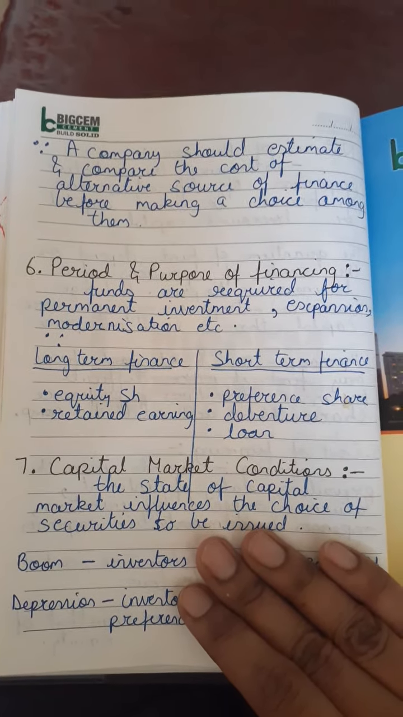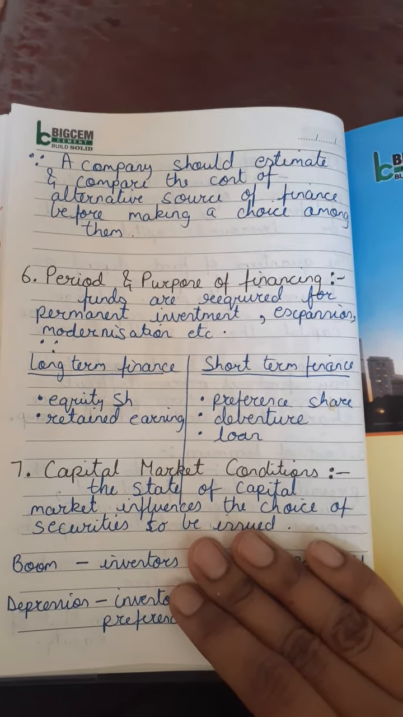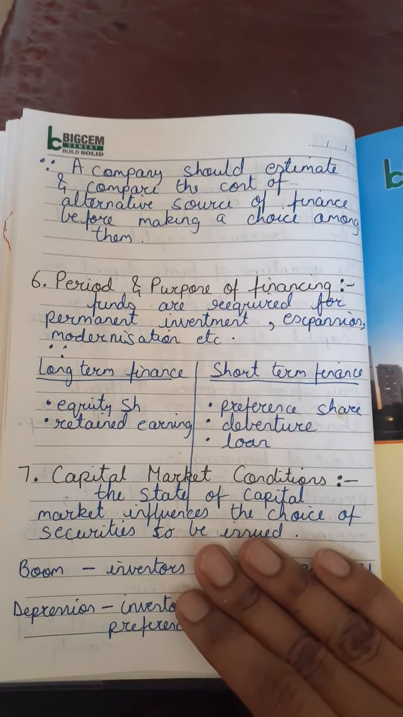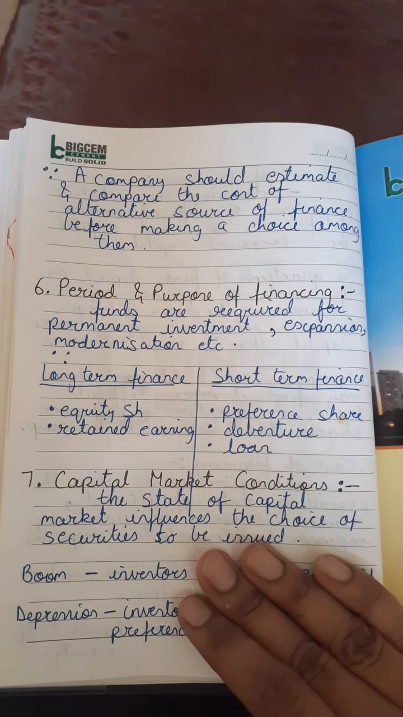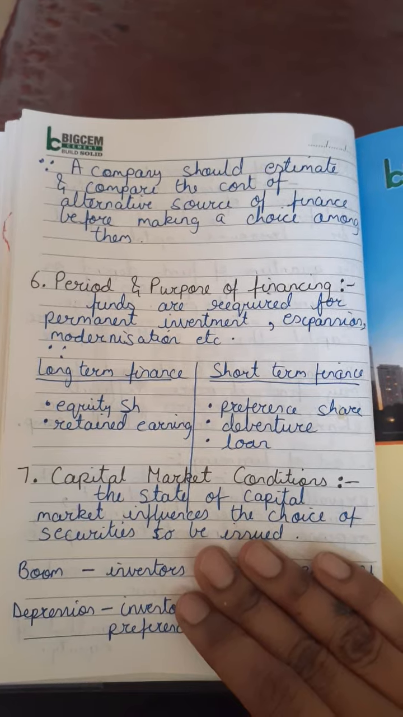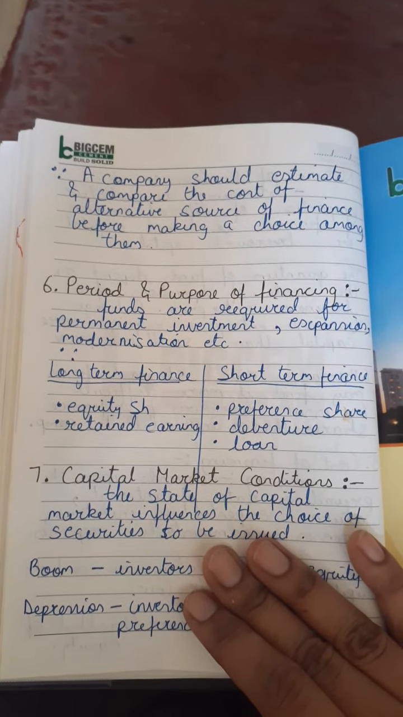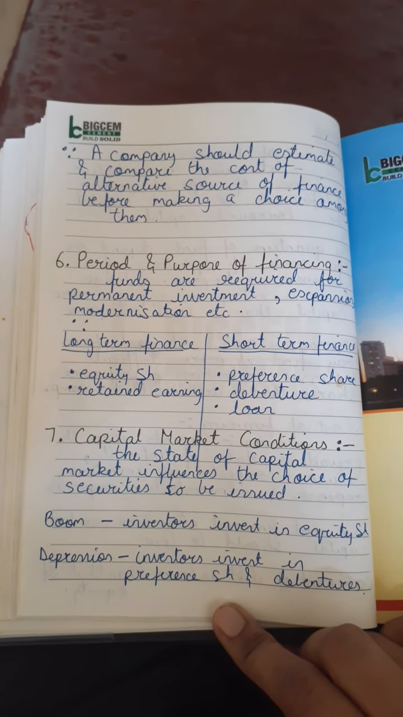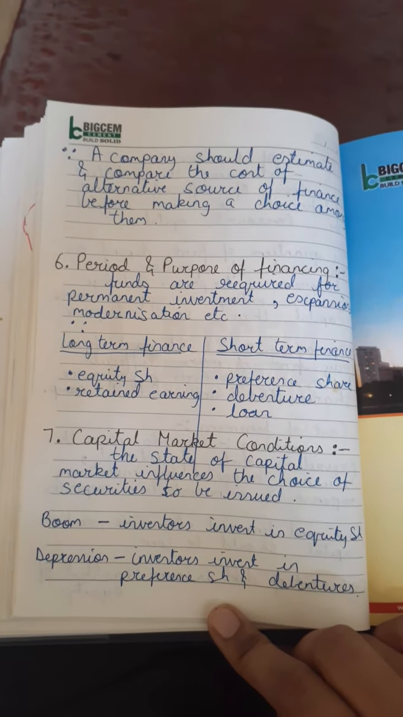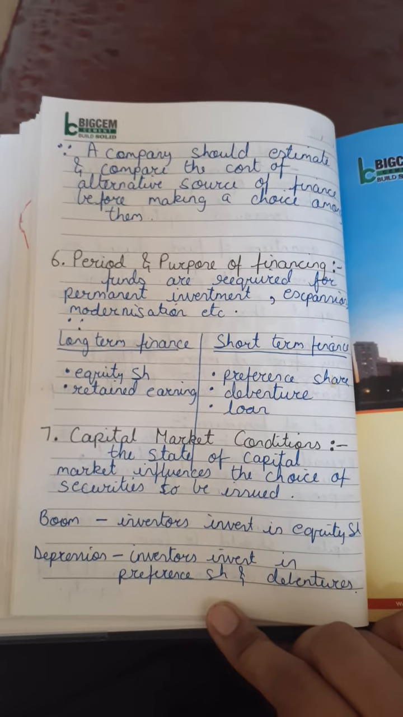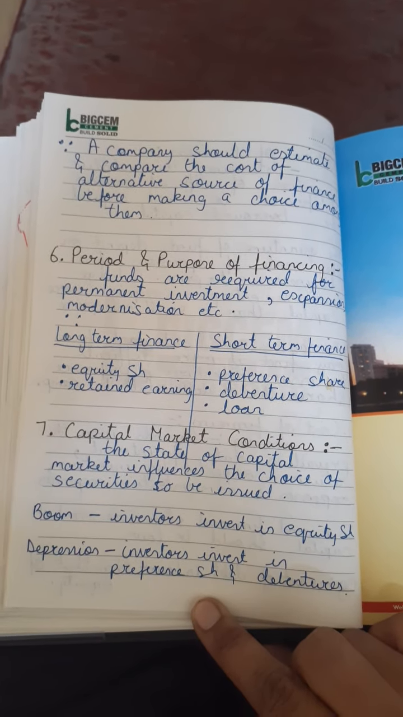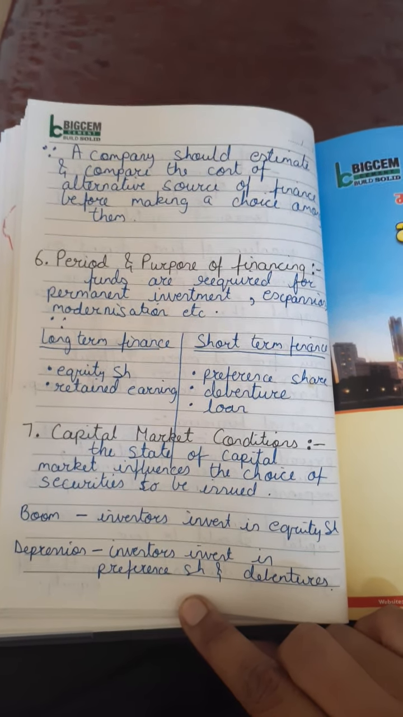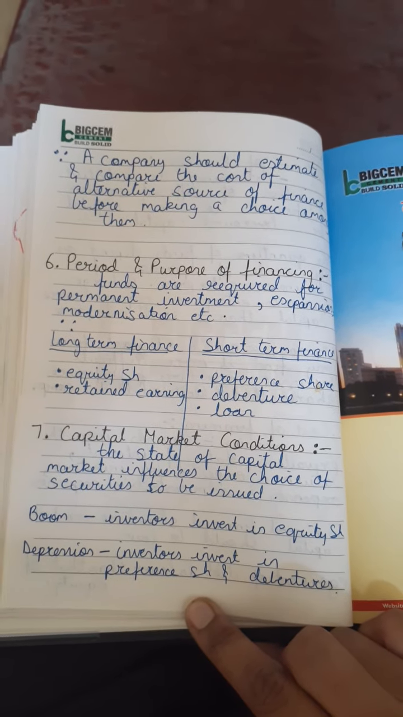Sixth, period and purpose of financing. A company requires funds for permanent investment, expansion, modernization, etc. Therefore, when a company wants funds for long-term purpose, it chooses equity shares or it can choose retained earnings. Whereas when a company wants funds for short-term purpose, then it can raise funds through preference shares, debentures, or loans. Seventh, capital market conditions. Capital market conditions refer to the state of the capital market, which influences the choice of securities to be issued. That is, during boom, investors invest in equity shares because they are ready to take risk, whereas in depression, investors invest in preference shares and debentures because they want safe return on their investment.